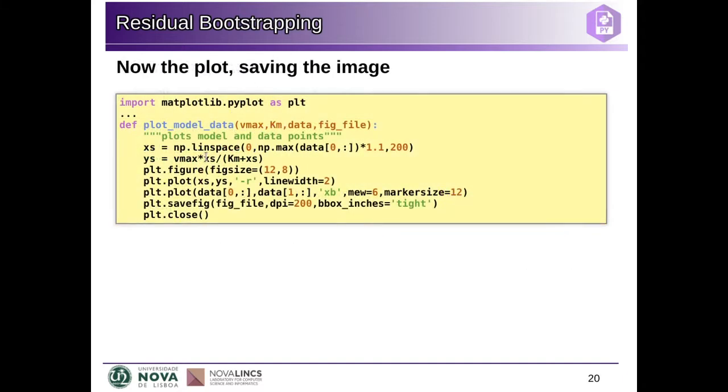And now we can just plot everything. So we have the Vmax and Km that we got from the optimization, the original data and the file to save the figure. So we just create an x-axis. This is the same trick using linspace. So we have a nice set of 200 points so we can draw the curve smoothly. And now we compute the predicted velocity values, which is for each of these x, Vmax times the x divided by Km plus the x.